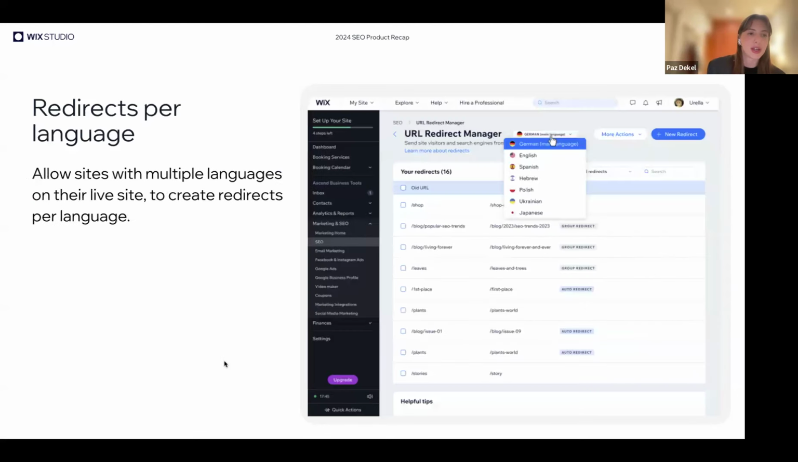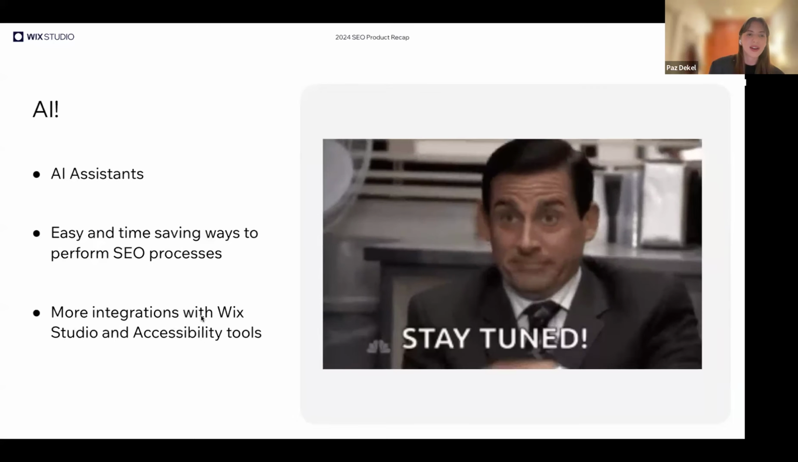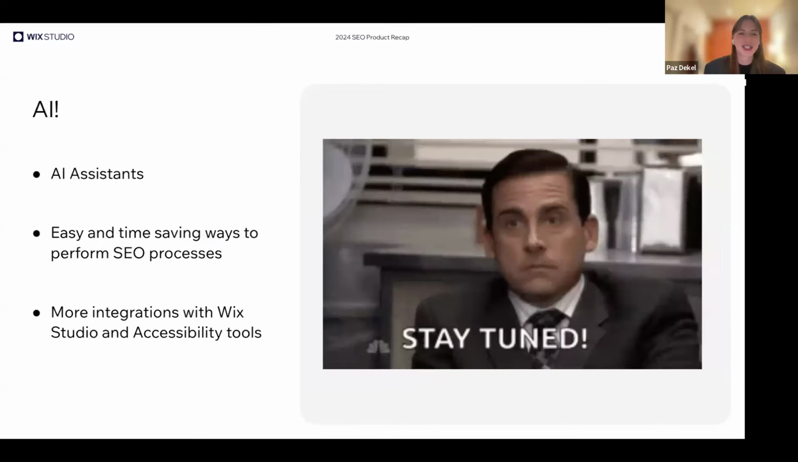Another thing that we plan to do for the multilingual side is redirect per language. So also for sites with the multilingual app, you will very soon be able to redirect to a specific language. Also, when you change a slug under a specific language type, it will create an auto redirect for you under the language. This ensures that users are directed to the correct language of the live site. So very, very exciting.